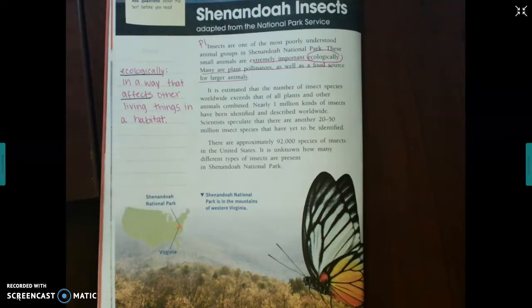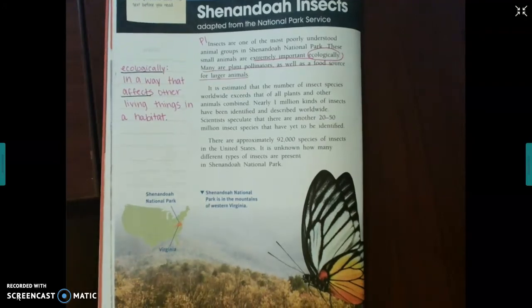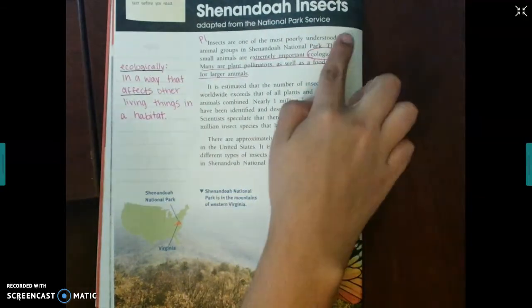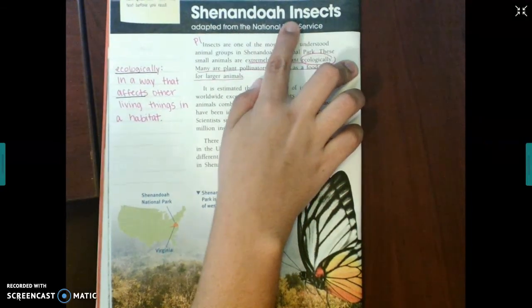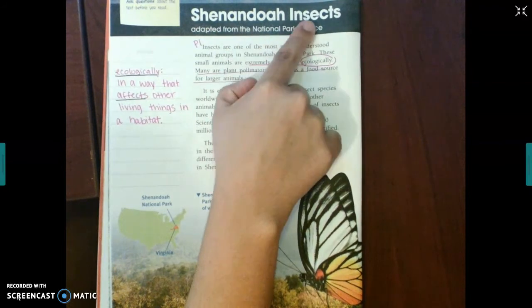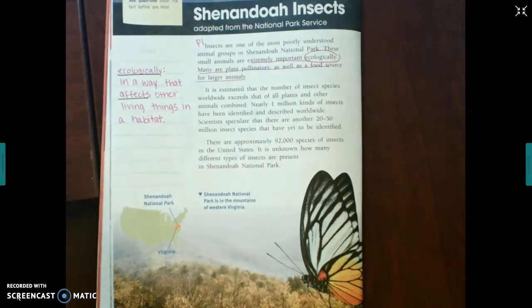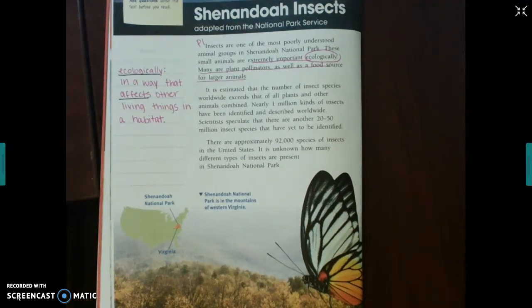So we're going to take a look at our Shenandoah Insects story and look at what text and graphic features we have just on this first page. So first I see that we have a title, which is telling me what my text is going to be about. It says Shenandoah Insects adapted from the National Park Service. So maybe it's information coming from the park.